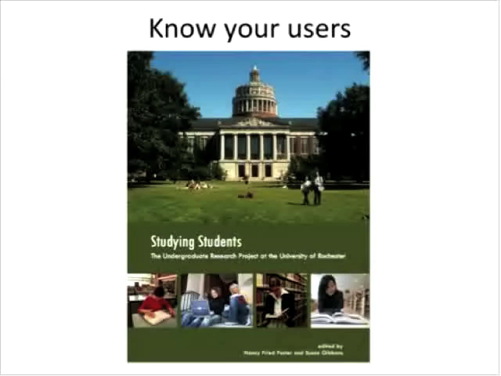We need to understand how our users do research. This is a screenshot from Surveying Students, the undergraduate research project at the University of Rochester. This is a great study. It's freely available from ACRL, the ebook. They actually hired an anthropologist and did an ethnographic study of their users, where instead of asking users what they think of library services, they actually observed students doing research, saw how they used technologies and tools, saw what process they went through, to better understand how they could serve their users and meet them at those pain points when the users actually needed help.